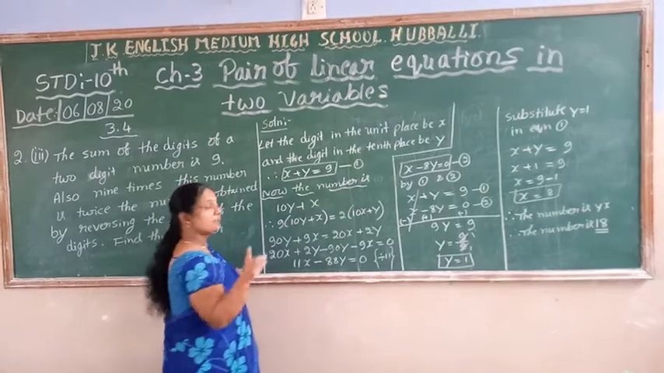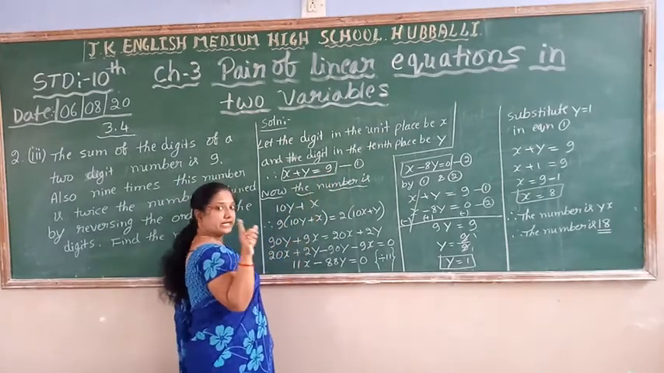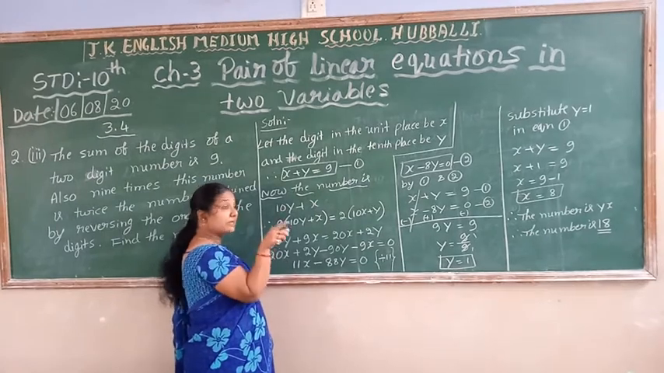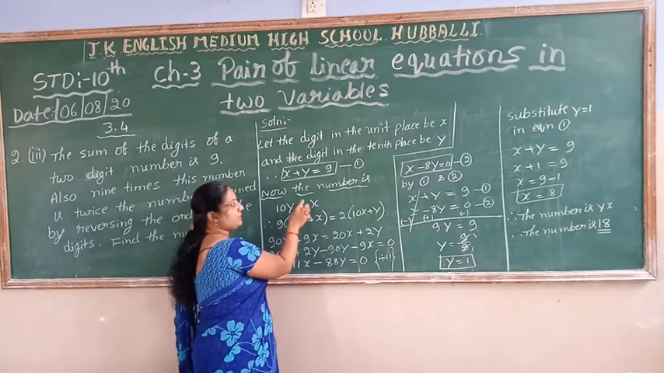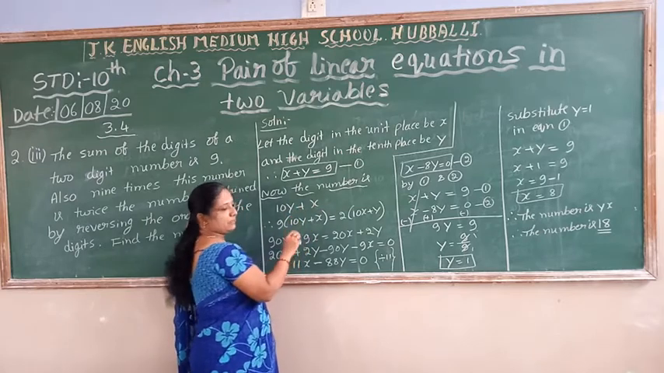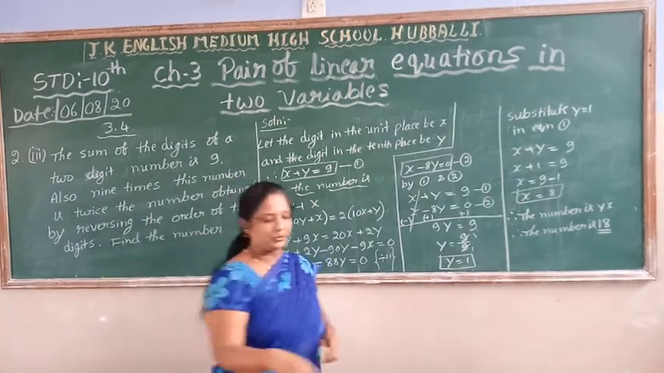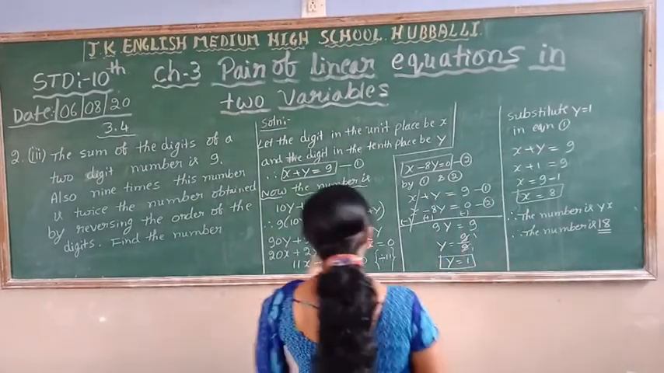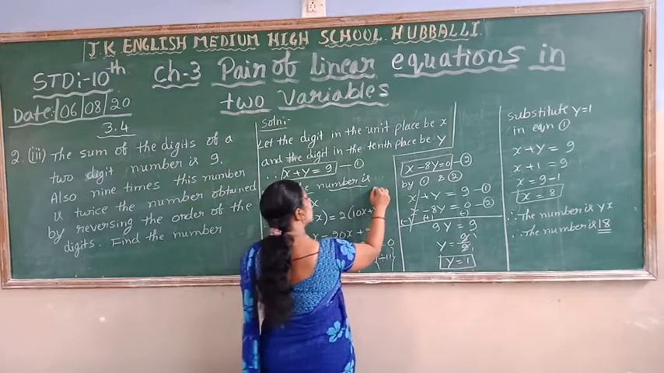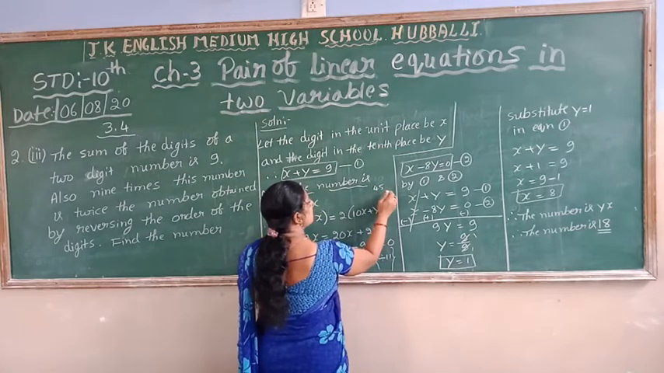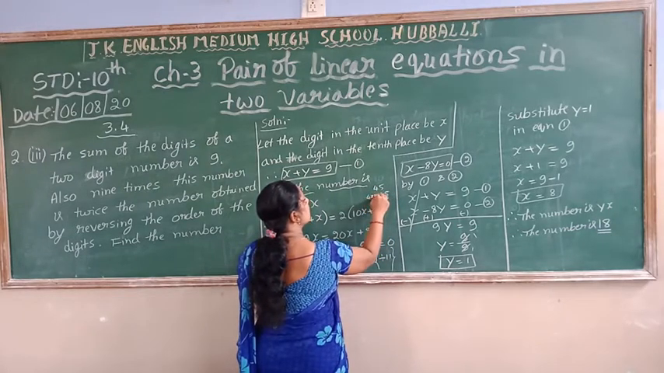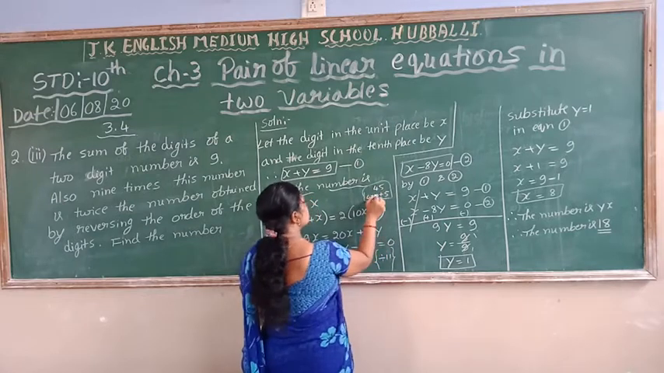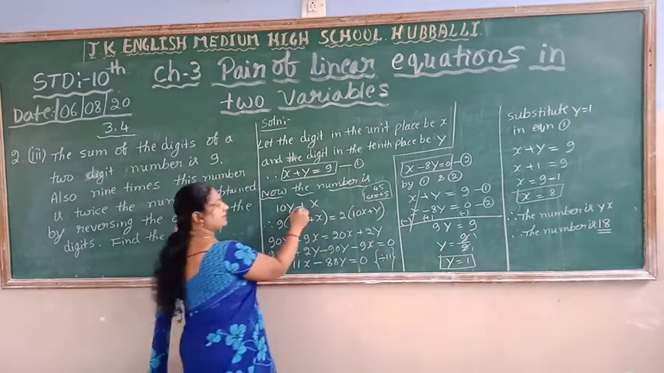Then if x is in the unit place and y is in the 10th place, the number becomes 10 into the digit in the 10th place plus the unit digit. See, one example: take any two-digit number, say 45. 5 is in the unit place, and 4 is in the 10th place, so I can write 4 into 10 plus 5.